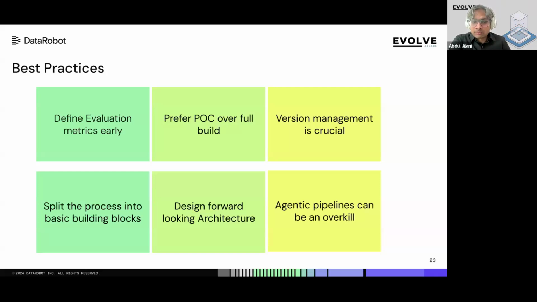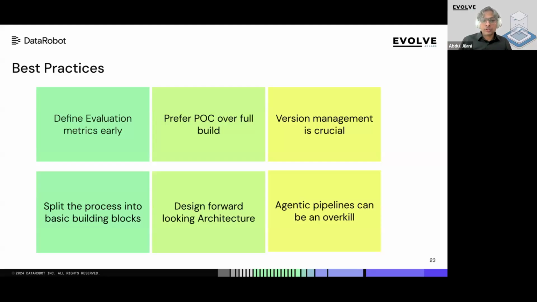Splitting the process into basic building blocks is crucial. We knew that this is an entity extraction and resolution engine that we had to build, but we even split the process into basic blocks where text extraction is OCR, entity extraction with the LLM is prompt engineering, and the resolution part is text similarity. So building it into basic building blocks simplifies your process.